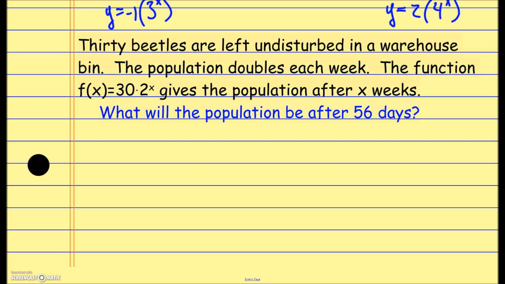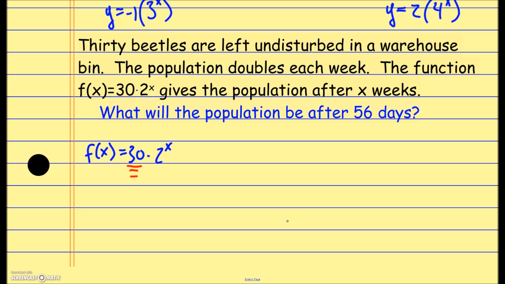And there's a couple interesting things, first of all, about this equation. Let me write it again down here, f of x equals 30 times 2 to the x. The first thing we notice is the initial population, that 30 beetles, is right here represented by my a value. And when we get into word problems and start talking about exponential growth and decay, that's what we're going to find. That a value is our initial amount. It's what we start with, and in this case it's the 30.